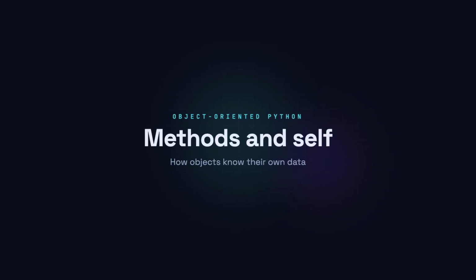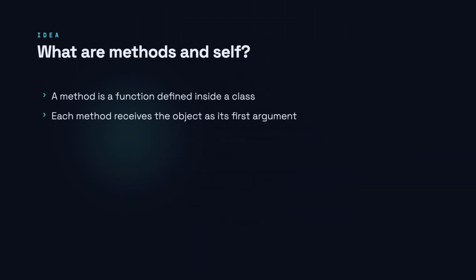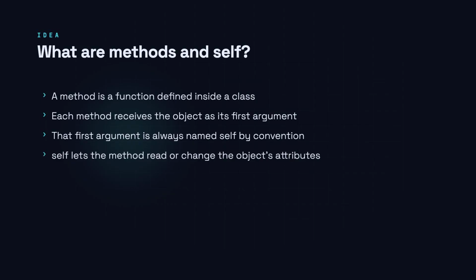In this video we look at methods, the functions that live inside a class, and a special word called self that lets every object refer to itself. Think of a method as a function that belongs to an object. The word self is how that function knows which object it is working with, and Python hands it over automatically every time you call the method.